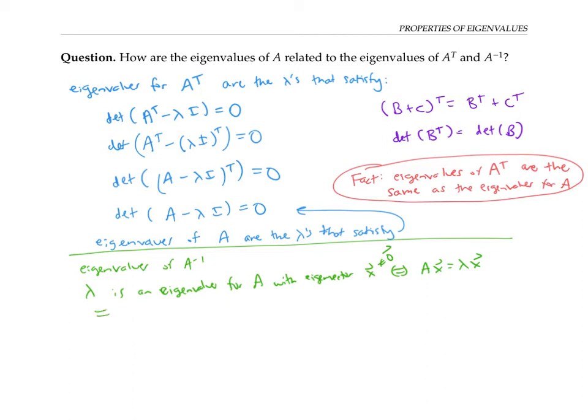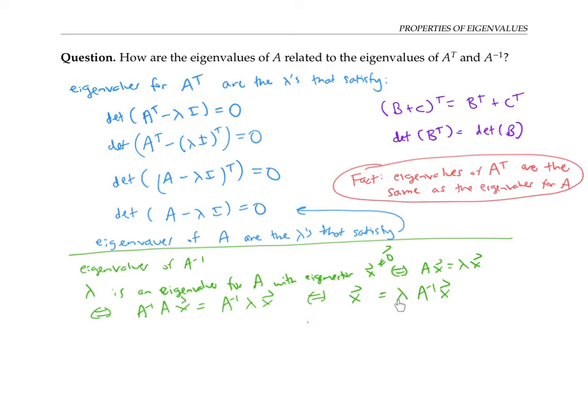Multiplying both sides by A inverse, this is equivalent to saying that A inverse Ax is equal to A inverse lambda x. Since A inverse times A is just the identity, and the identity times x is just x, I can rewrite the left side as just x, and the right side, I'll pull the scalar lambda out. Pulling the lambda out is legit because if we multiply A inverse by lambda times x, we get entries that are lambda times as big as if we multiplied A inverse by x.